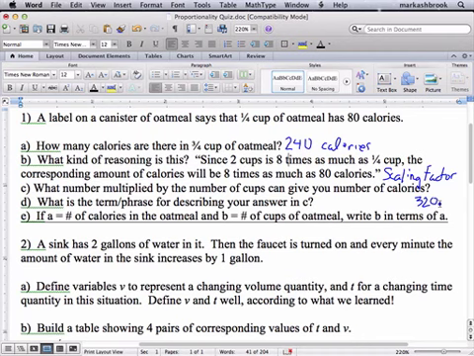Is that like referring to natural limit? If you have the number of cups, what would you have to multiply by to get the number of calories? 320. So 320 times 1/4 is 80.